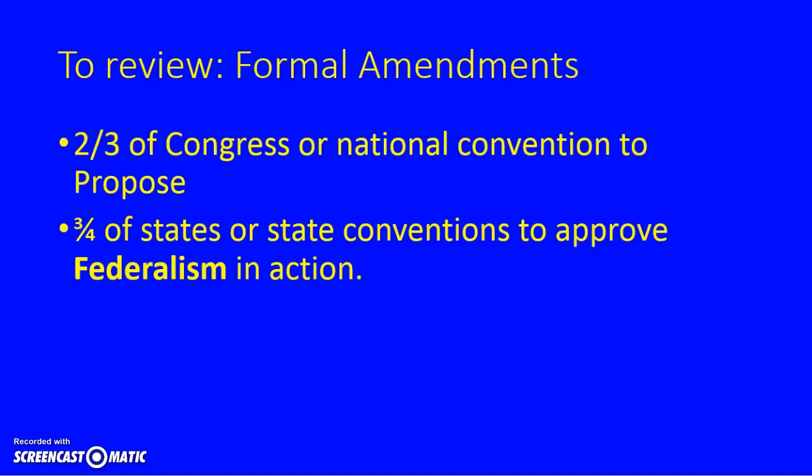All right, to review. For a formal amendment, it takes 2/3 of Congress or a national convention to propose and 3/4 of the states to approve. This is an example of federalism in action because you have state governments working with the federal government in order to get a proposed amendment passed. So the federal government proposes, the state governments pass or ratify.